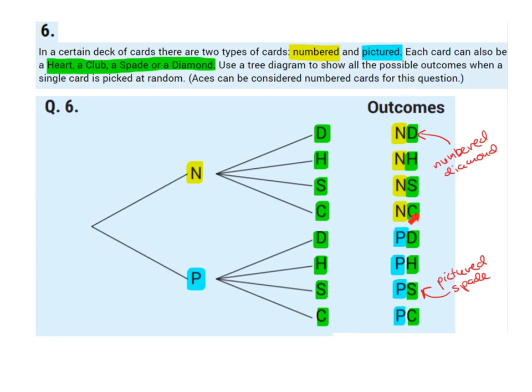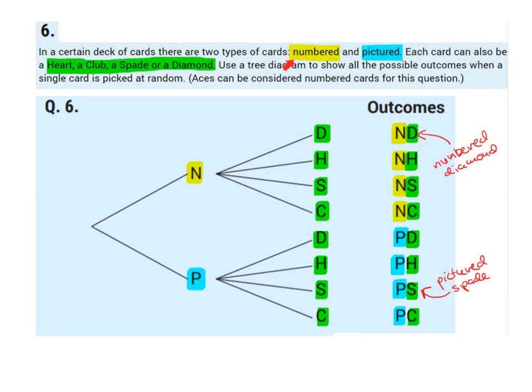So here's a list of all my possible outcomes. ND, numbered diamond, NH, numbered heart, NS, numbered spade, NC, numbered club. PD, pictured diamond, PH, pictured heart, PS, pictured spade, PC, pictured club.